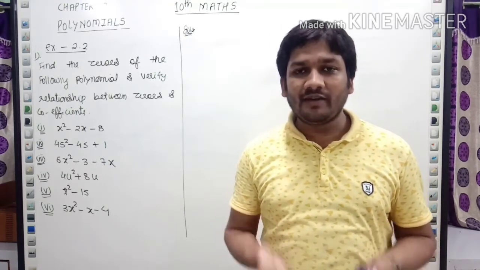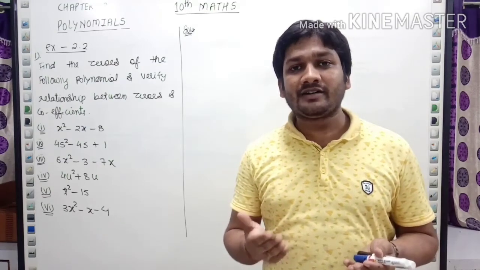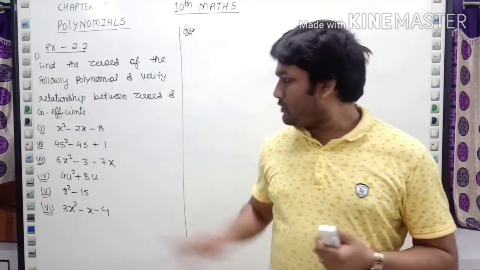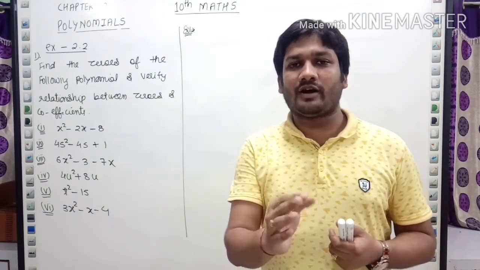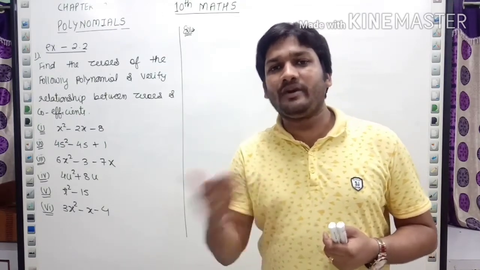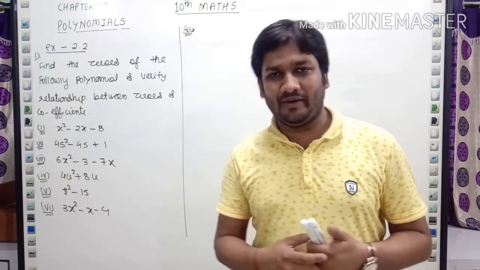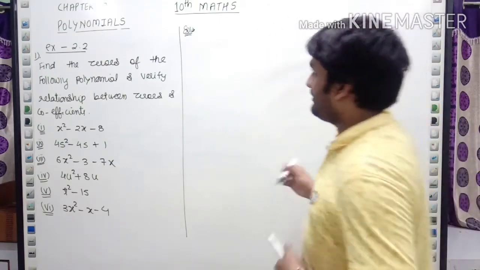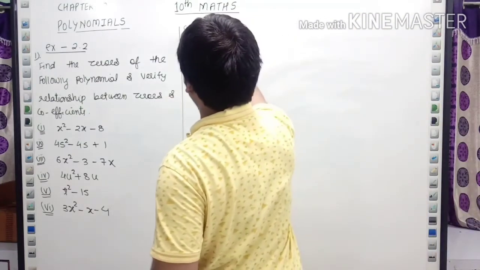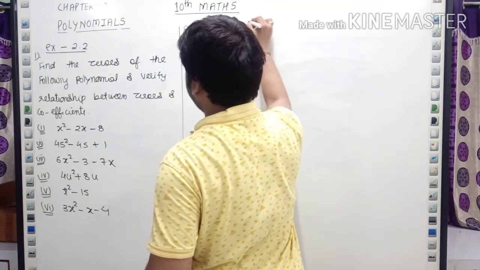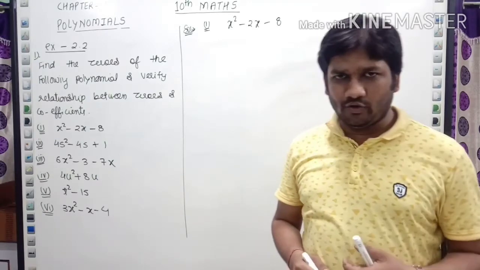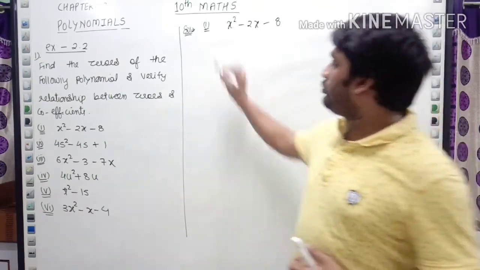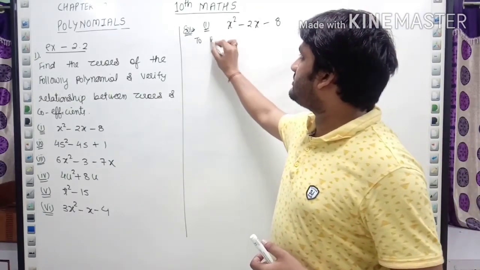What are alpha and beta? Alpha and beta are zeros of the polynomial. So we have to first understand how to calculate zeros of a polynomial. Now understand here. Suppose I take the first question, x square minus 2x minus 8. I want to find zeros of the polynomial. I would like to find zeros.